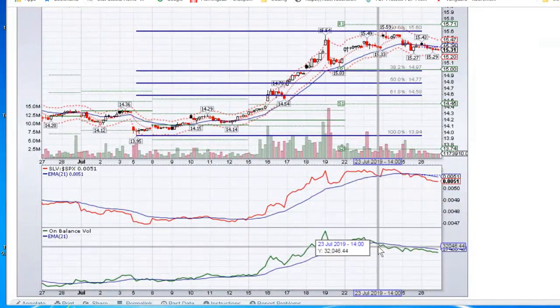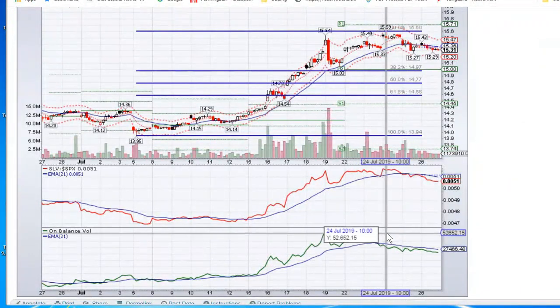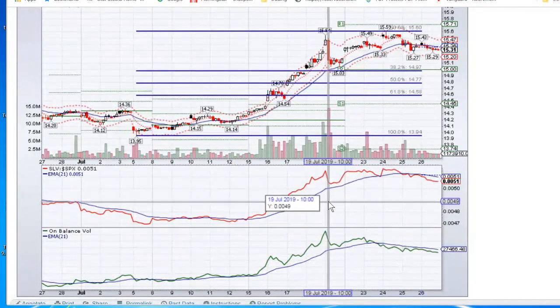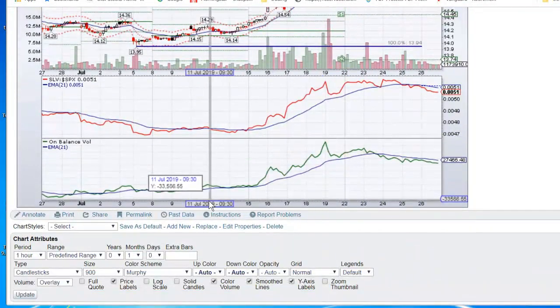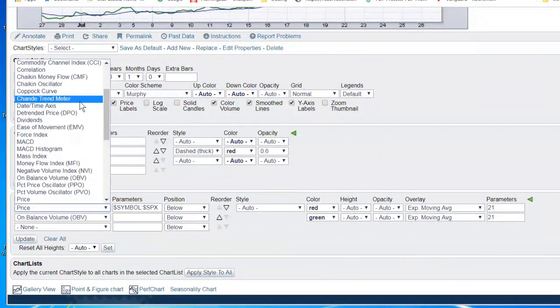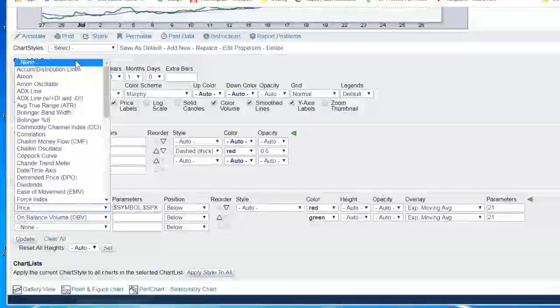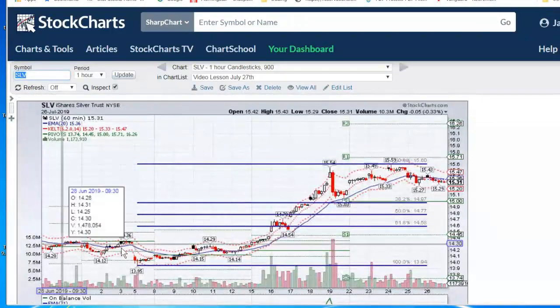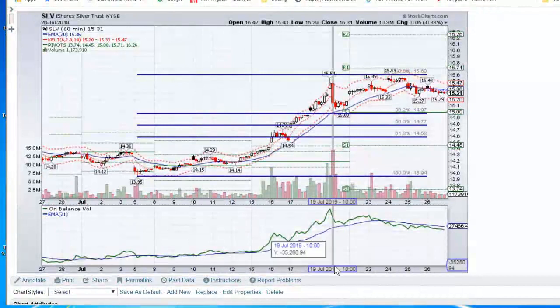You can see the on-balance volume actually turned negative before the high, before we peaked out, and it's still negative. RS is really irrelevant for this market because you don't really care whether it's performing better or worse than the S&P 500, so take that out. So it gives you a little different picture.